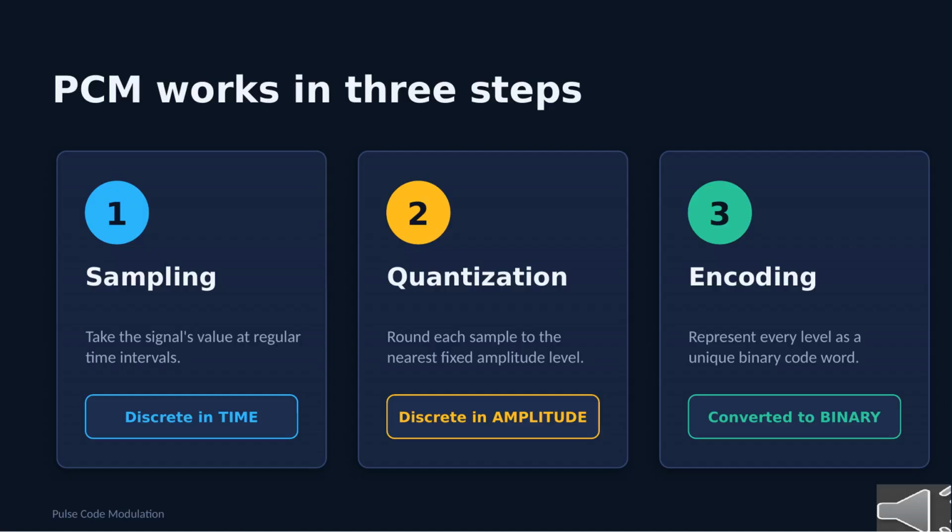Now, let's see how PCM converts an analog signal into a digital signal. It does this in three fundamental steps. Step 1 is sampling, the second step is quantization, and the third step is encoding. Basically, sampling makes the signal discrete in time, while quantization makes it discrete in amplitude and encoding represents it in binary form. Now, let us go through each of these steps one by one.